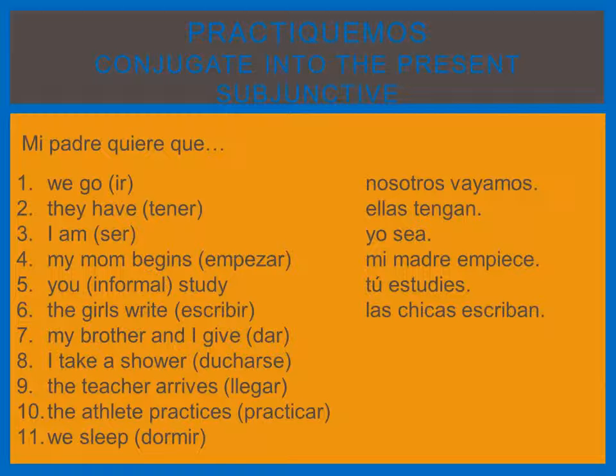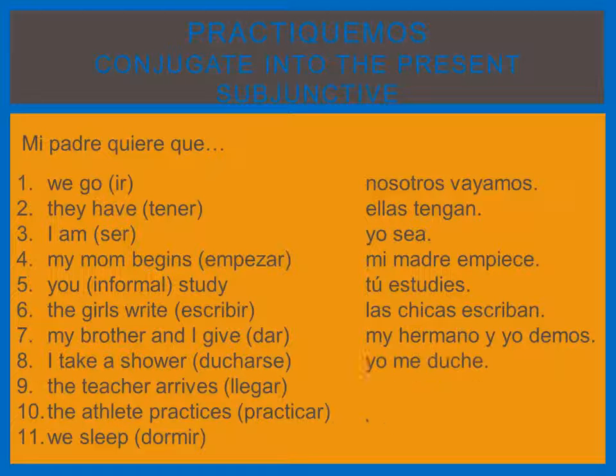My brother and I give. Dar. The yo form being doy in the present tense doesn't end in o, so the irregular form for my brother and I is demos. Here's a reflexive verb, and the reflexive pronoun simply goes before the conjugated verb, just like any other conjugation. I take a shower. Me duche.